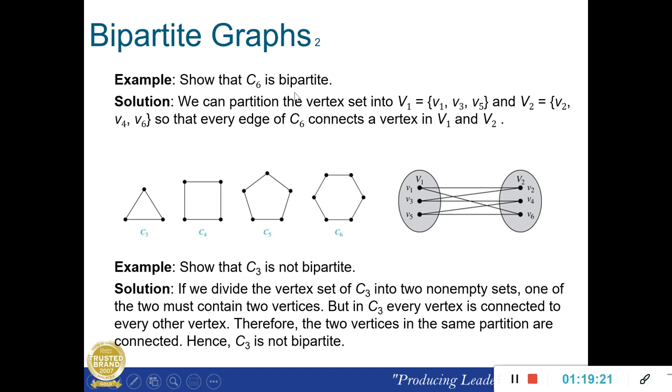An example: show C6 is bipartite. We can partition the vertices into V1, V3, and V5, and V2, V4, and V6, so that every edge of C6 connects a vertex in V1 and one in V2. So you have C6 here, you have V1, V2, V3.